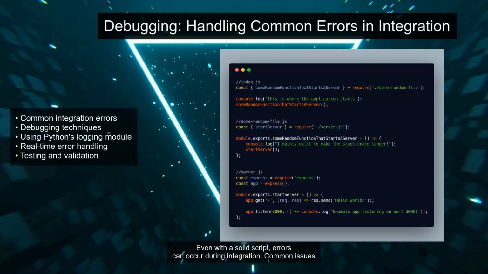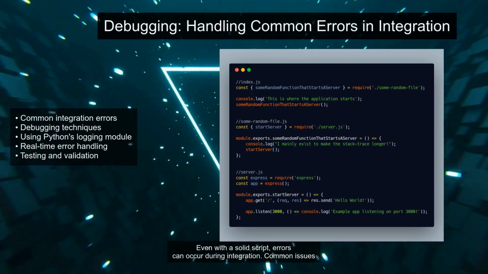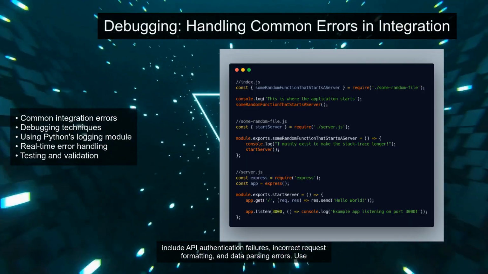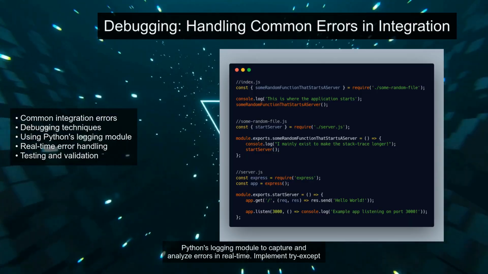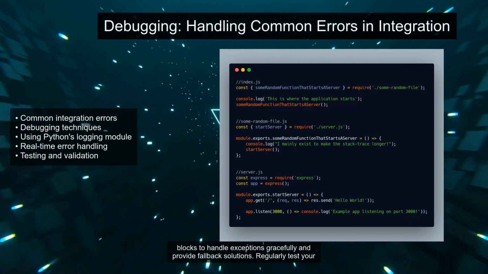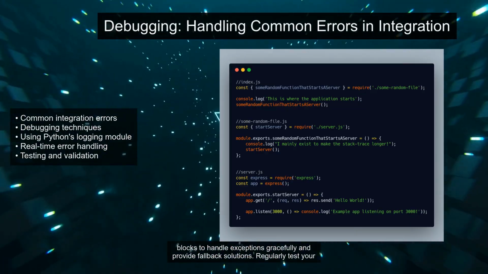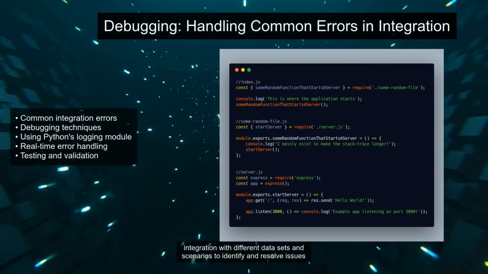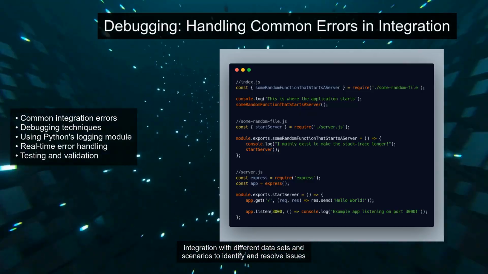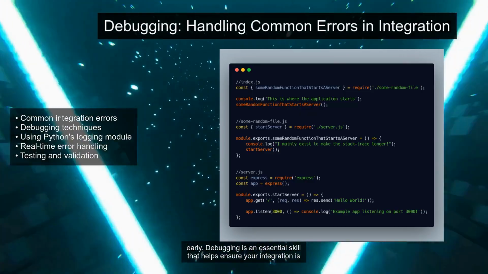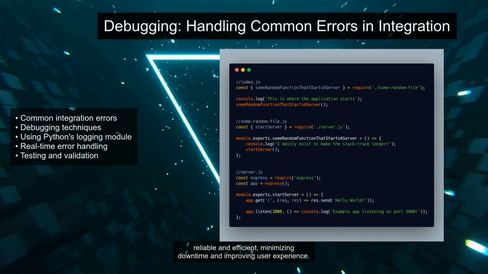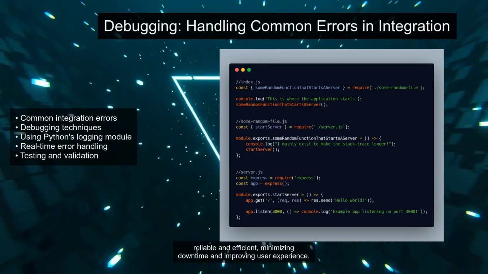Even with a solid script, errors can occur during integration. Common issues include API authentication failures, incorrect request formatting, and data parsing errors. Use Python's logging module to capture and analyze errors in real time. Implement try-except blocks to handle exceptions gracefully and provide fallback solutions. Regularly test your integration with different data sets and scenarios to identify and resolve issues early. Debugging is an essential skill that helps ensure your integration is reliable and efficient, minimizing downtime and improving user experience.